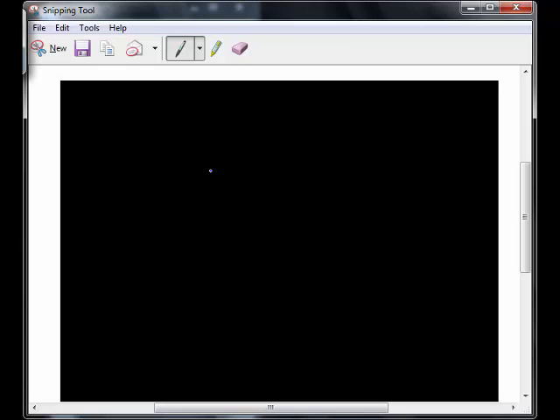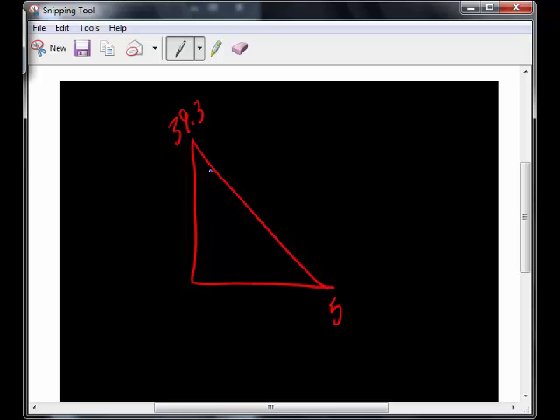This time, angle A is 39.3. That would make angle B 50.7. A is 1.73, so we're looking for B and C.